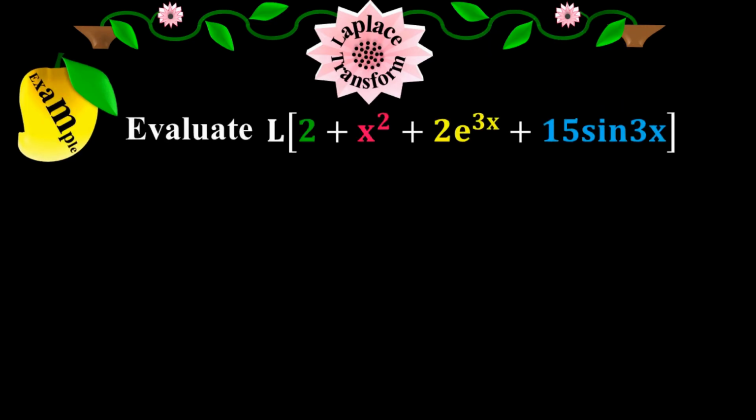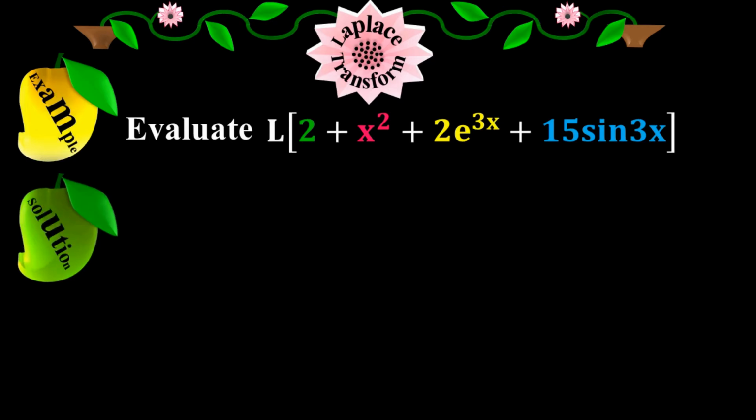Example: evaluate Laplace of 2 plus x squared plus 2e to the 2x plus 15 sine 3x. When you look at the given function f of x, it is the addition of many subfunctions: first elementary function, second elementary function, and third elementary function. Let me find the Laplace of the given equation.